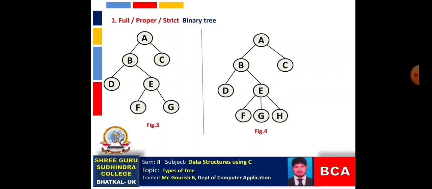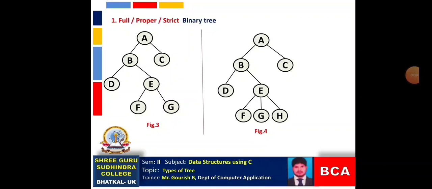See here, what about figure 3? Is it a binary tree? Full binary tree? Yes, it is, right? You can see over here, A is having exactly two children, B is having exactly two children, again E is having exactly two children, and all the leaf nodes have zero child, right? So figure 3 is the full binary tree.